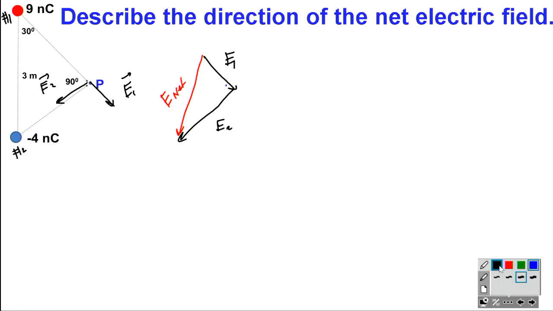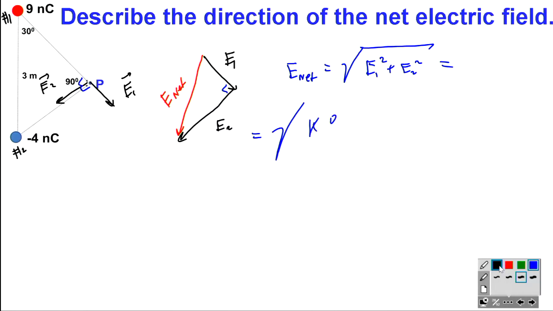And we know that the angle between the arrows is 90 degrees. So again, that's just a right angle triangle. So the net electric field should have a magnitude equal to the square root of the sum of the squares. Now it's time to use an expression for each individual electric field: K Q1 over R1 squared plus K Q2 over R2 squared.